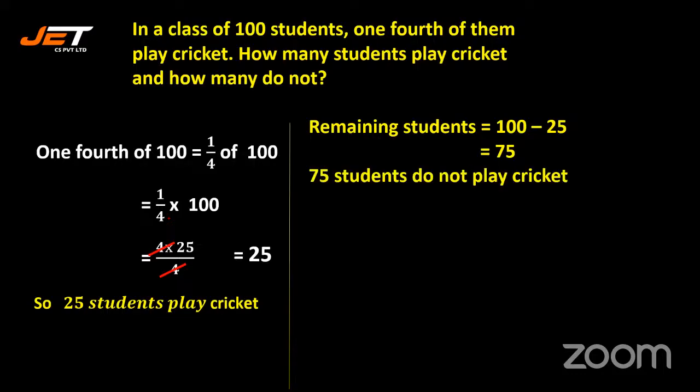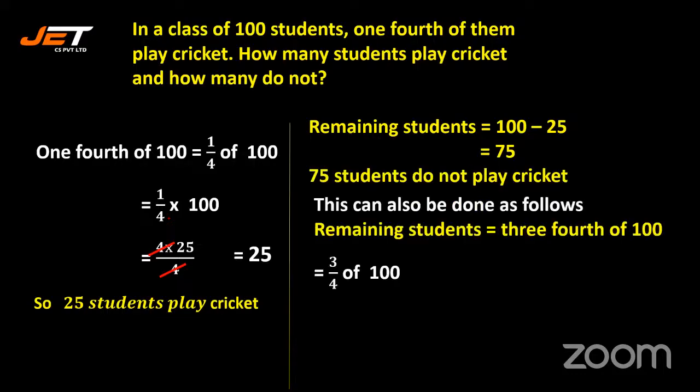Okay, let's do it the other way. 3/4 of 100, because 3/4 is the remaining. So 3/4 of 100. 100 is written as 4 times 25 again. So 4 cancel. 3 times 25 is 75.